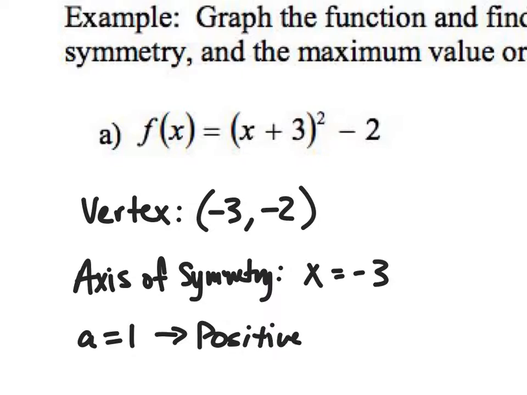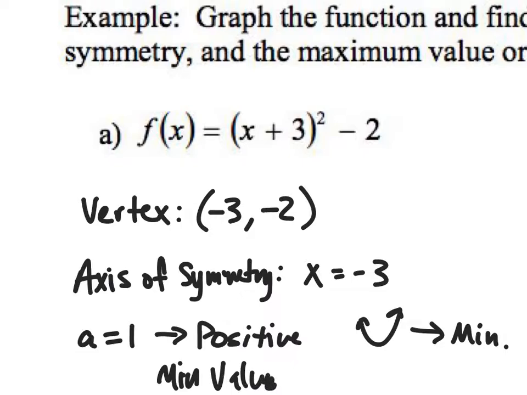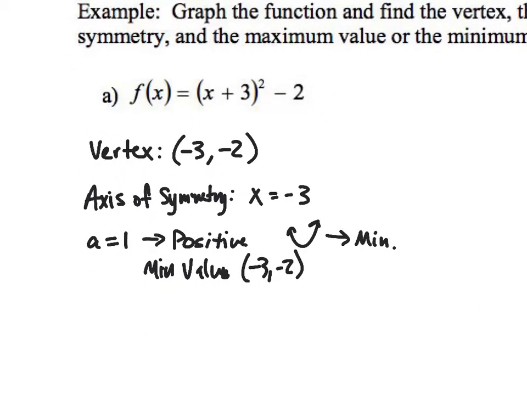Now the a value is 1, which is positive. We have to determine whether we have a maximum or a minimum. Because a is positive, the graph is going to open up like this, which means we have a minimum value. So the vertex, my minimum value, is going to be the point -3, -2. If a was negative, then we'd have a maximum value.